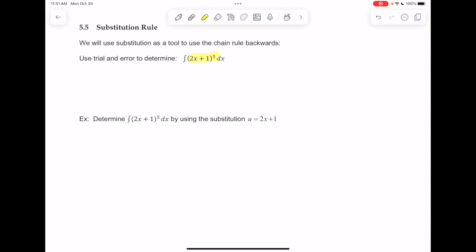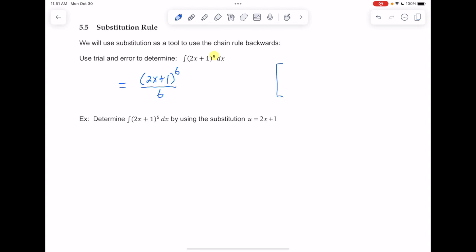So in the spirit of the chain rule, I'm going to work on the outside function part first. So I'm going to focus on the fifth power portion, and I'm going to try to just apply the power rule to this. I'm going to take that 2x + 1, add 1 to the power, and divide by the new power. And then I'm going to go off to the side and try to take the derivative of that to see if it gets me back to where I started.